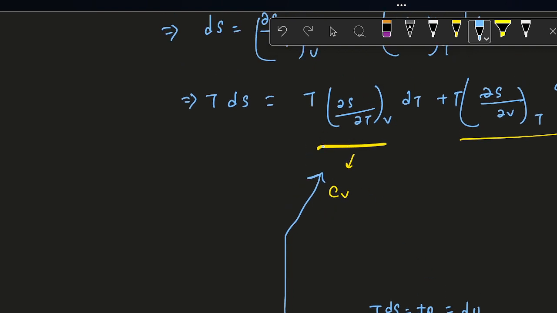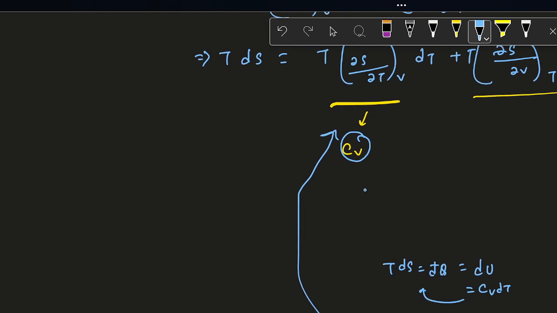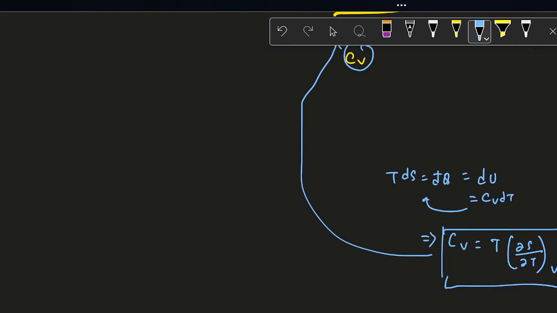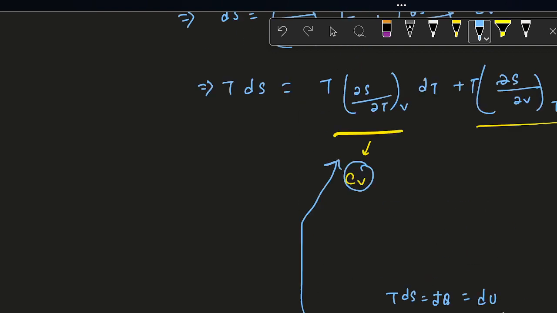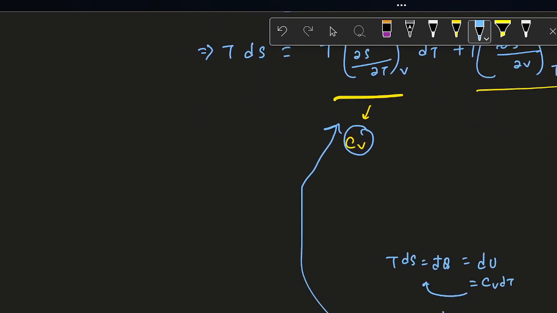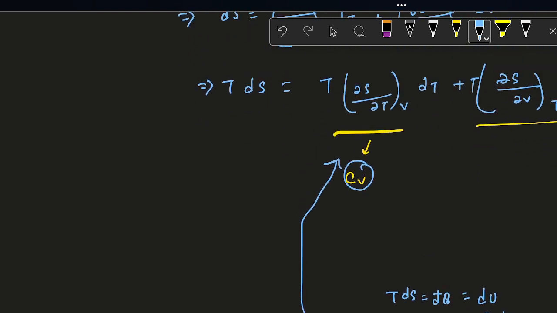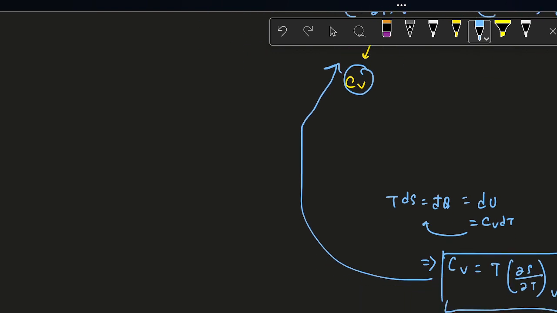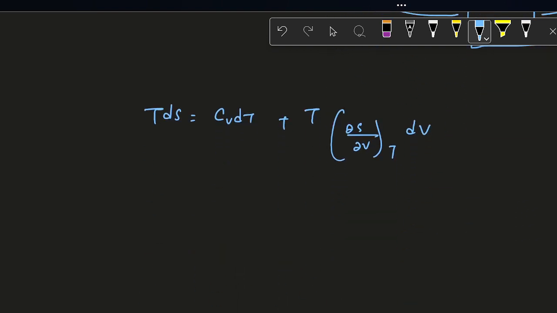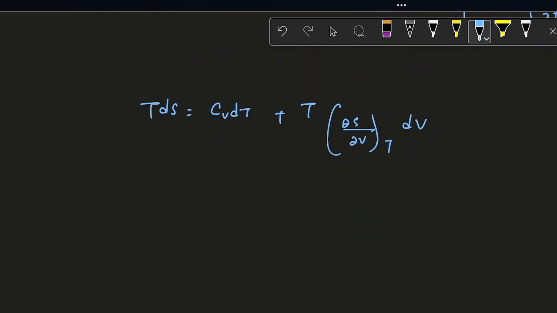So it is exactly the same form, right? T del S del T at V constant. You just replace it by Cv. So your total TdS equals now Cv dT plus there is a second term you have yet to simplify. This is T del S del V at T constant into dV. Now this part you have to make some changes to actually express in terms of alpha and Kt, whatever was given.